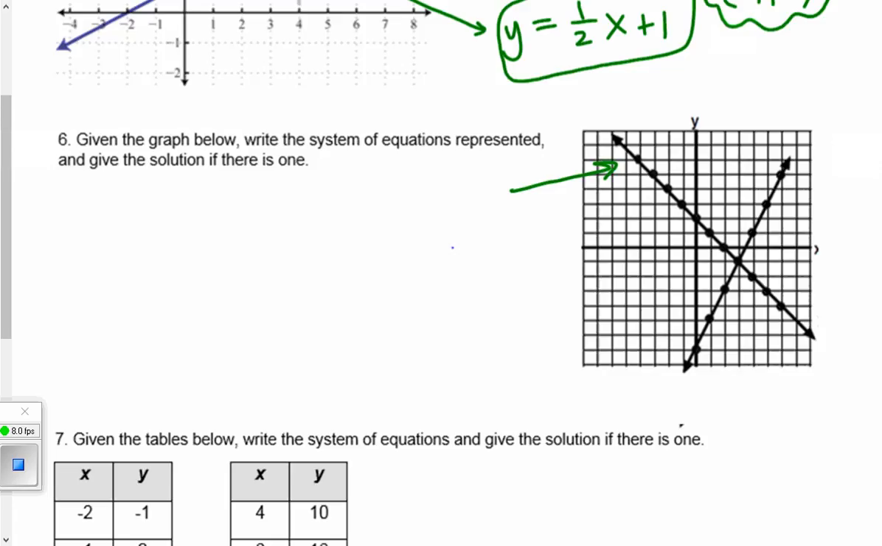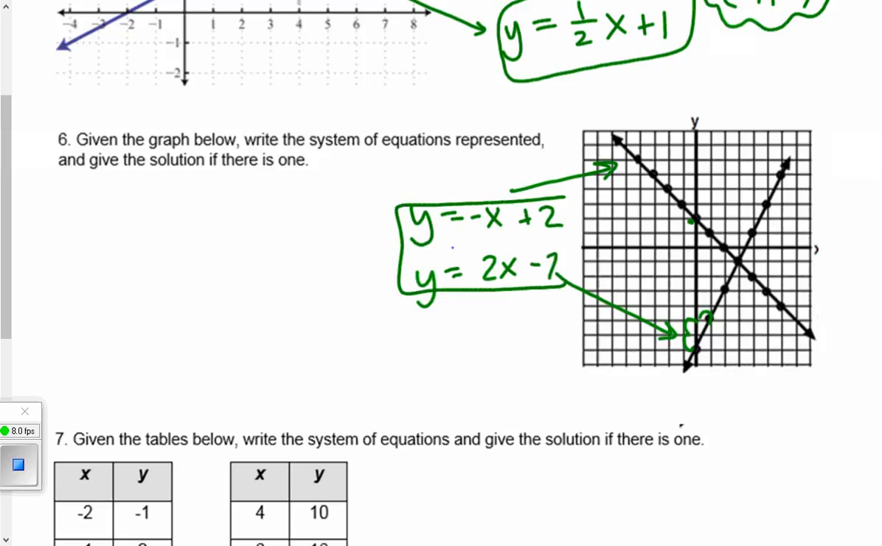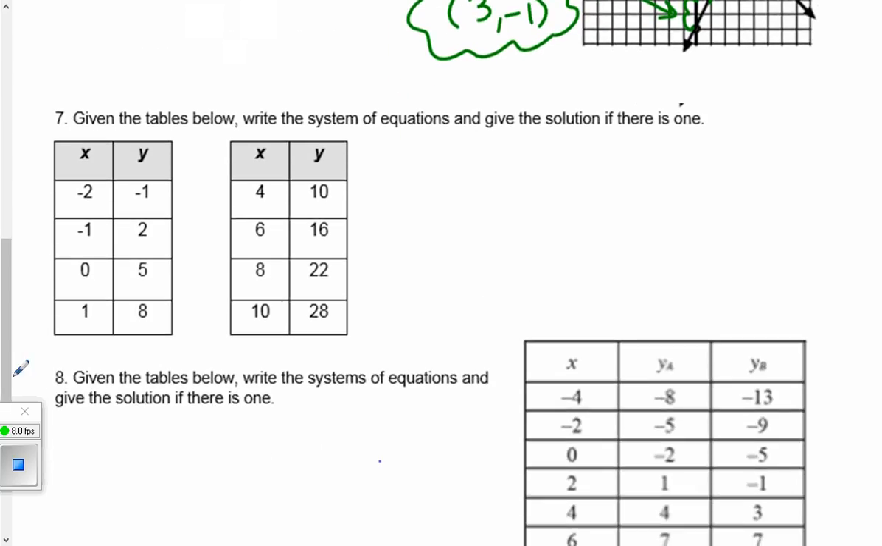This first equation right here, I can tell my slope is -1, so negative x. My y-intercept right there is 2. Okay, other equation down here, y equals, I can tell my slope is up 2 over 1, so 2x. Y-intercept is 1, 2, 3, 4, 5, 6, -7. So there's my system. Intersection is the solution, and that one is at (3, -1). Again, easy peasy.